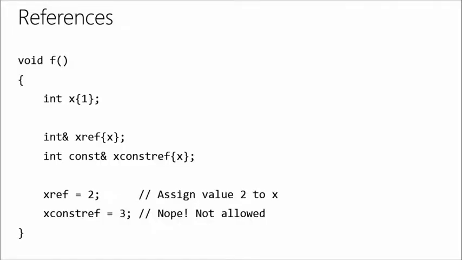So here we have an object x that's not const, so we can change its value. And we've declared two references that both refer to that x. One of them, xref, is not const. The other one, xconstref, is const qualified. So what this means is anywhere that we're using xref, we can modify the object via that reference. But anywhere we're using xconstref, we can't modify that object.